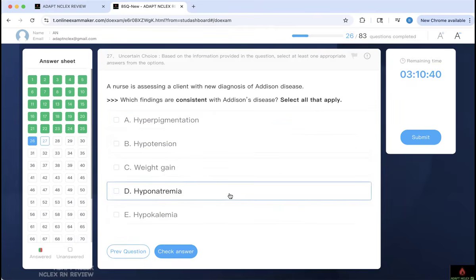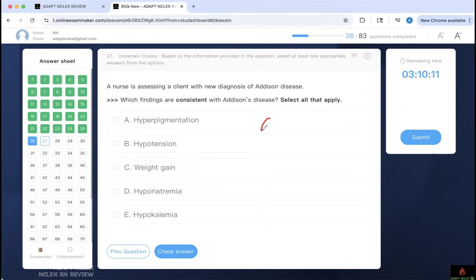And this is assessing a client with a new diagnosis of Addison disease. Which findings are consistent with Addison disease? Select all that apply. Hyperpigmentation, hypotension, weight gain, hyponatremia, hypokalemia. Think about it. Stop the video. Pick your answer. Let me know. And let me see if you get this one right. Put down in the comment section, and it said 27. This is what I selected.